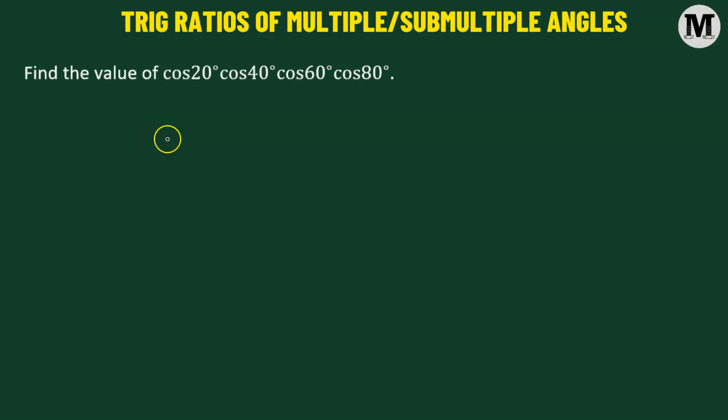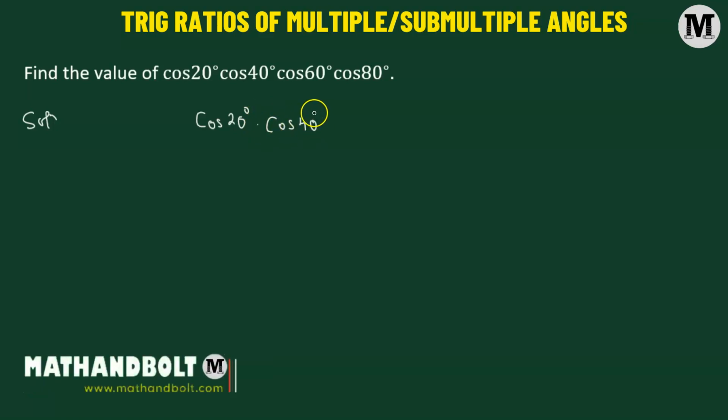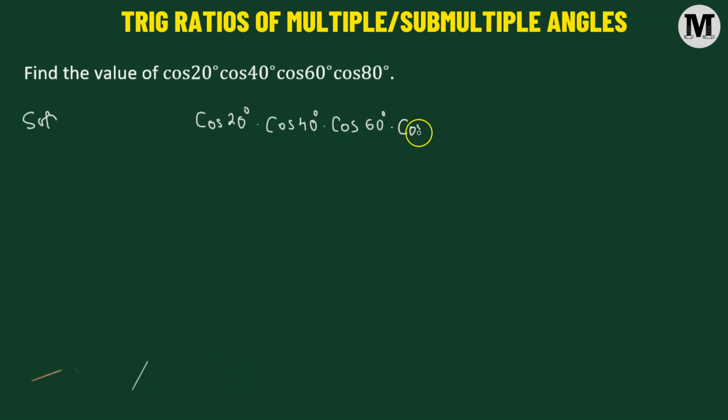So in this problem, we need to find out the value of the given trig expression. Let us begin. So here we have cosine of 20 degrees multiplied by cosine of 40 degrees times cosine of 60 degrees times cosine of 80 degrees.